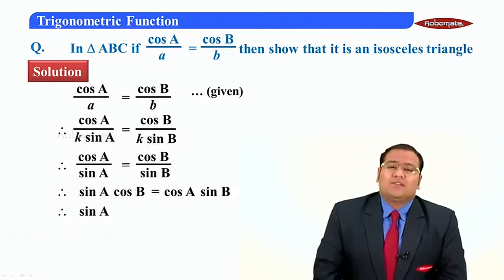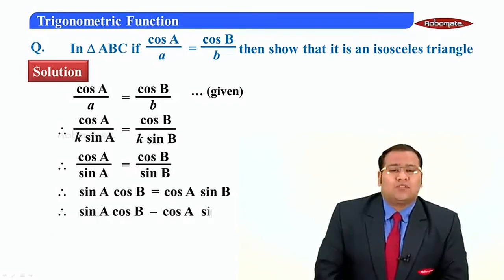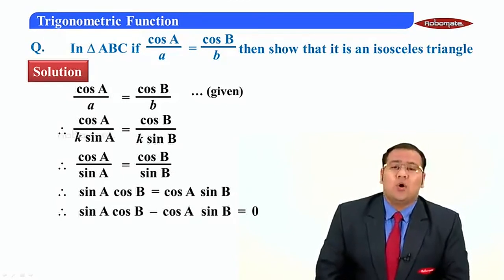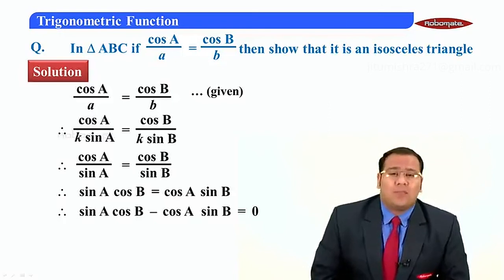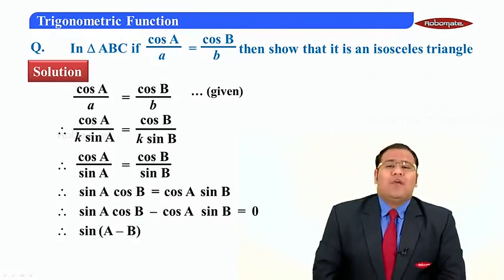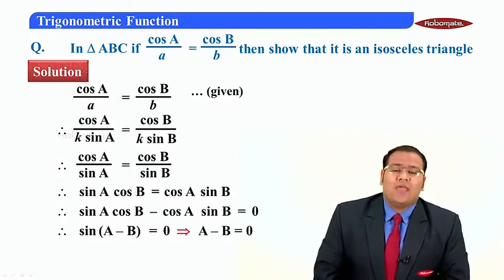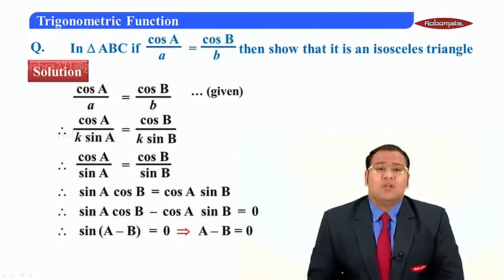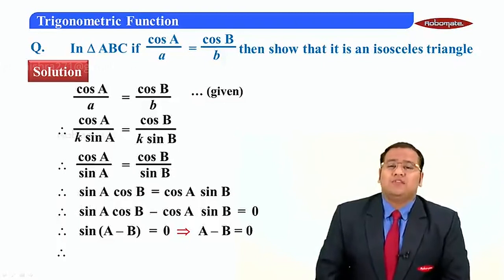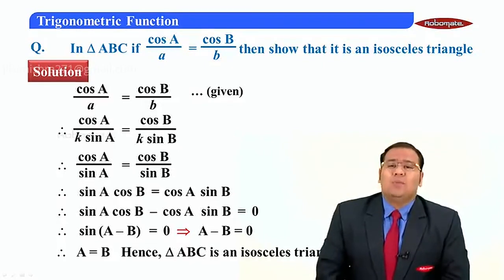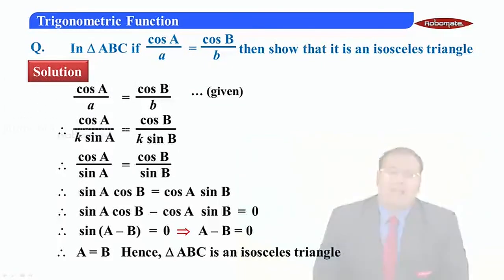So we get sin A cos B minus cos A sin B, which is equal to 0. We already have the standard formula, that is sin of A minus B, which is equal to 0. Therefore, I say A minus B has to be equal to 0. If A minus B is 0, A is equal to B. Hence, triangle ABC is an isosceles triangle.